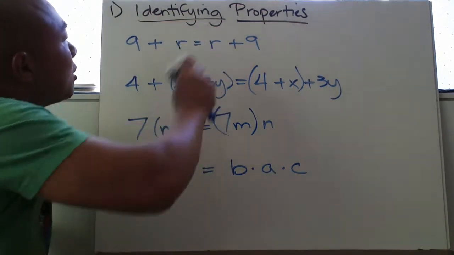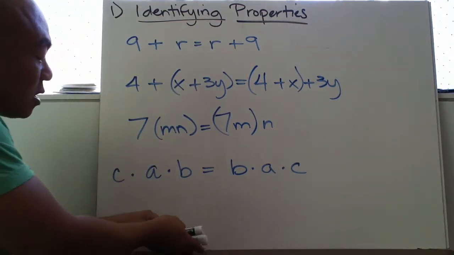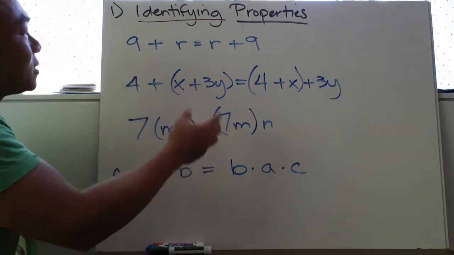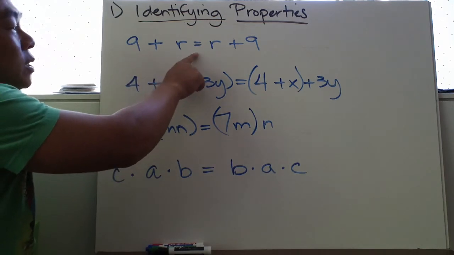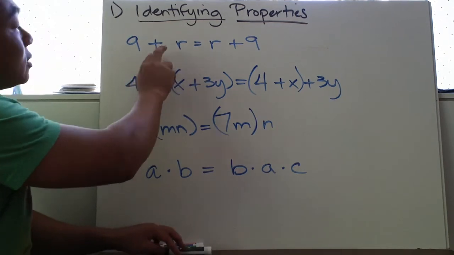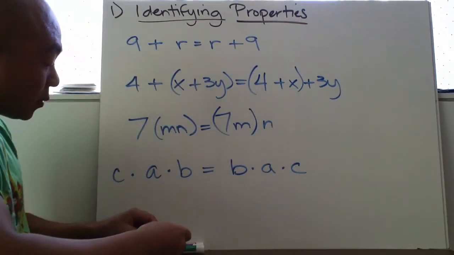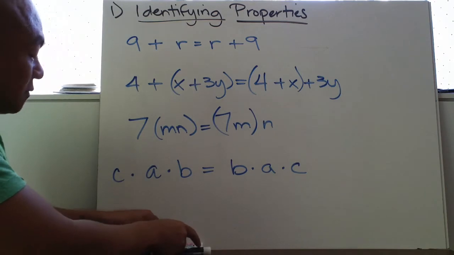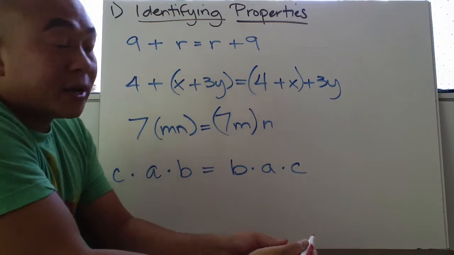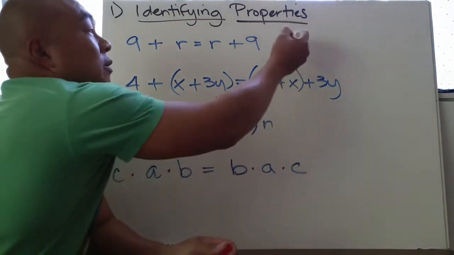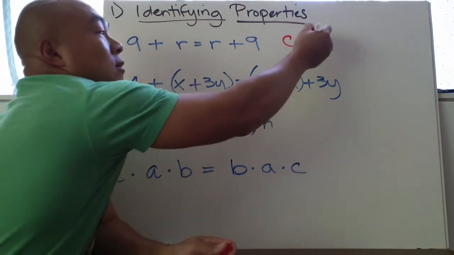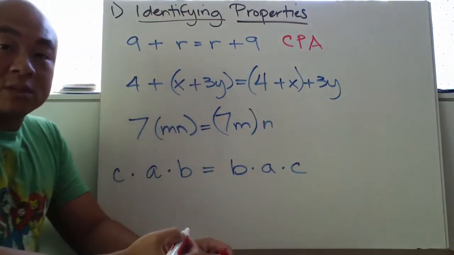Alright, here we have identifying properties. It's our first concept that we need to get through. So let's look at this. We're going to identify which property this belongs to. So this is 9 plus r is equal to r plus 9. So if you notice, the letter and the number switch places. So according to what we know, when they switch places, that's basically your commutative property. So we're just going to go ahead and abbreviate, just because I'm a little bit lazy. So we're going to call this commutative property, and since we're adding, commutative property of addition, CPA.